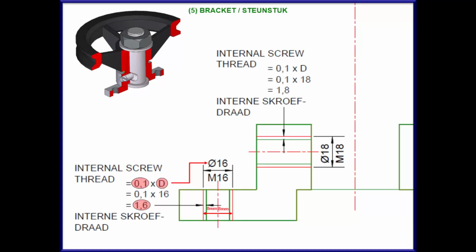M is always equal to D. M refers to the metric systems for dimensions that we use in South Africa, and we work in millimeters. There is also an imperial system that is more commonly used abroad in other countries. For this M16 internal thread, the calculation then would be 0,1 times 16, which is 1,6 millimeters. The depth of the thread will therefore be 1,6 millimeters from the outside of the thread on the right to the outside of the thread on the left.